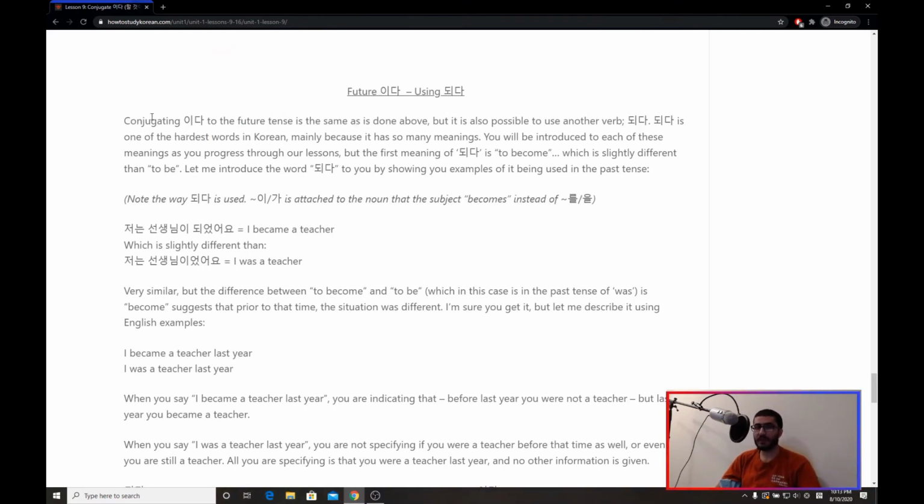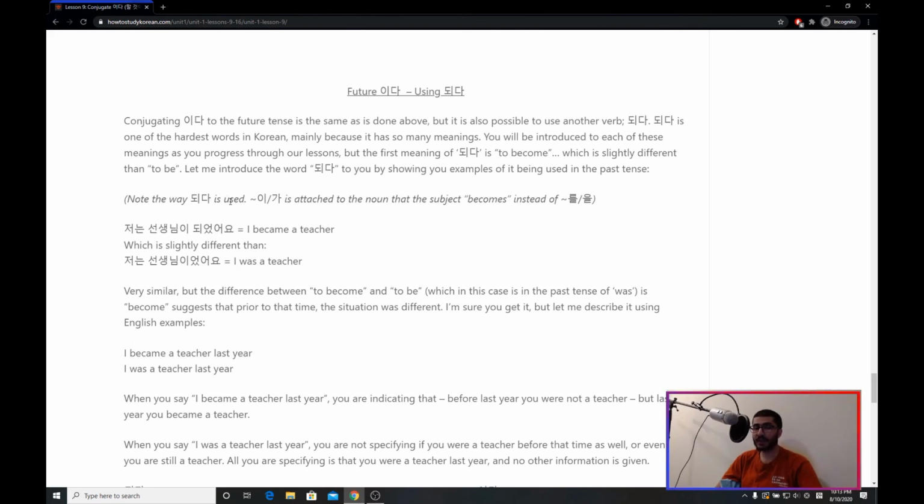Conjugating ida to the future tense is the same as is done above, but it's also possible to use another verb, 되다. 되다 is one of the hardest words in Korean, mainly because it has so many meanings. You will be introduced to each of these meanings as you progress through our lessons. But the first meaning of 되다 is to become, which is slightly different than to be. Now, let me introduce the word 되다 to you by showing you examples of it being used in the past tense.